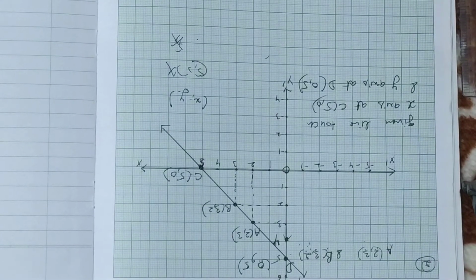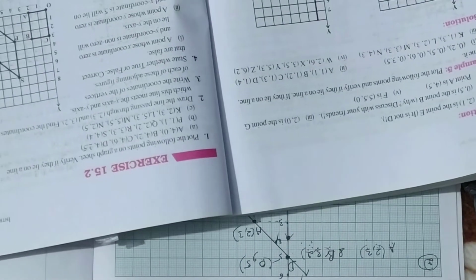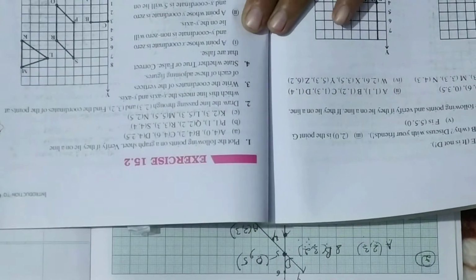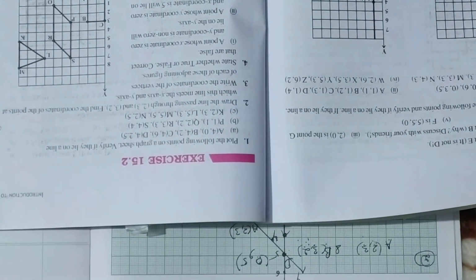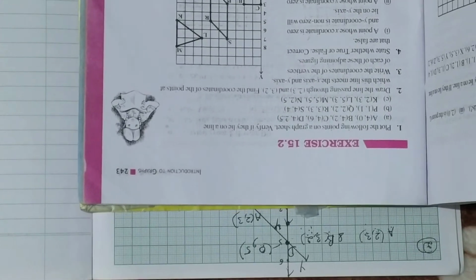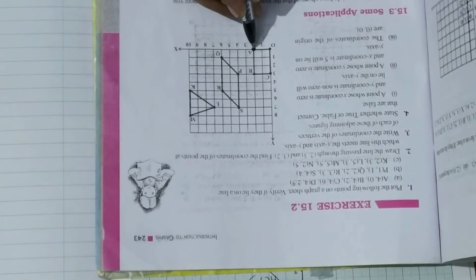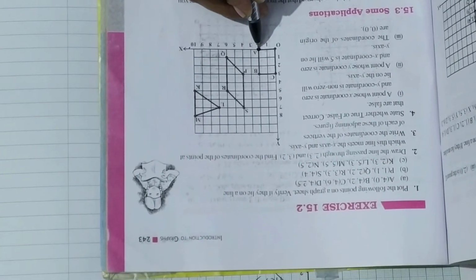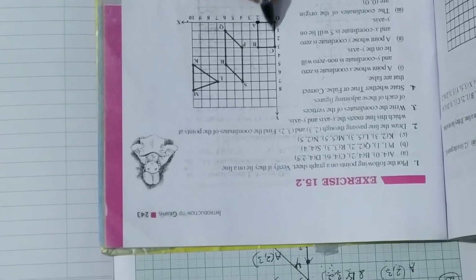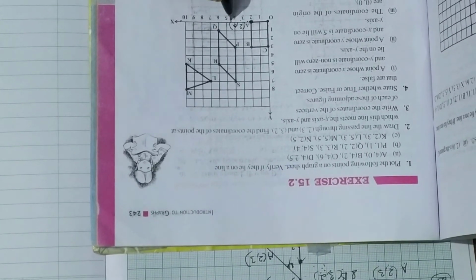Now see the third question. The third question is, write the coordinates of the vertices of each of these adjoining figures. This question you can do in your book. See, this figure is given and you are to write the coordinates of all these points. So see, first point A. It touches the x-axis at 2, and on the x-axis there is no value of y, or you can say y is 0. So the coordinates of A is 2, 0.